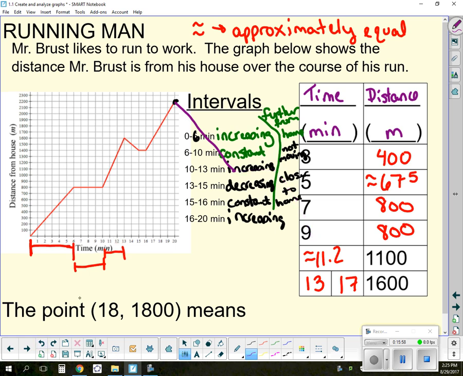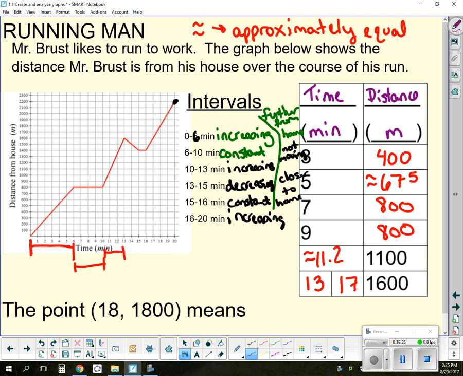Or maybe he starts heading towards home, is running home, and then he gets tired and doesn't want to run anymore, so he just starts walking. Well, it would still be going towards his house, but not at as quick of a rate. So maybe it takes him a little bit longer to get home because he starts walking. So lots of different things could be happening in one of these graphs.